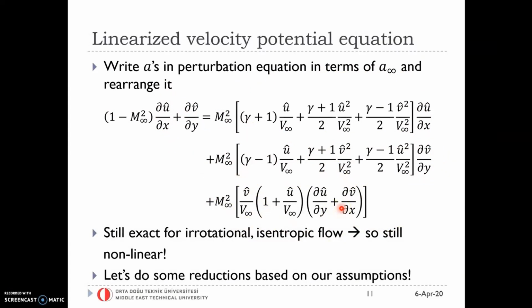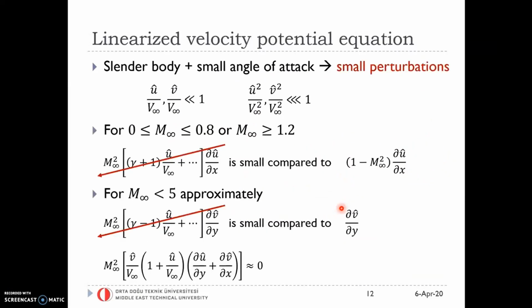Now it's time to do some simplifications under the assumption that we are working with a slender body and the angle of attack is small. Because of these two assumptions, we may assume that the perturbation velocities are very small, especially compared to the free stream velocity. Because of this, u hat over v infinity and v hat over v infinity are much smaller than 1, and of course their squares will be even much smaller than 1.